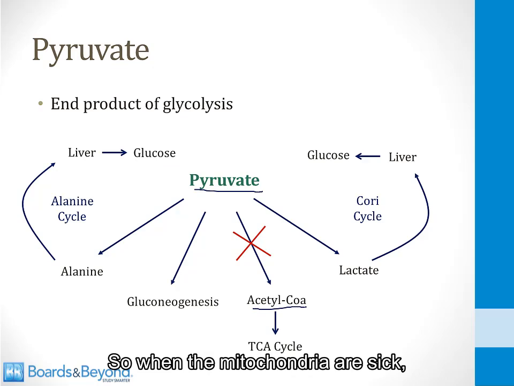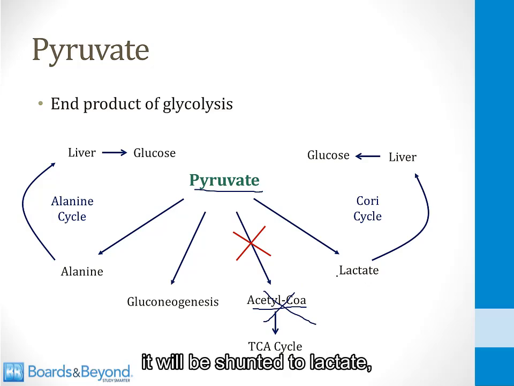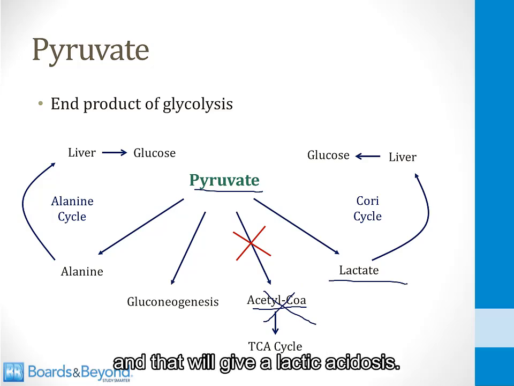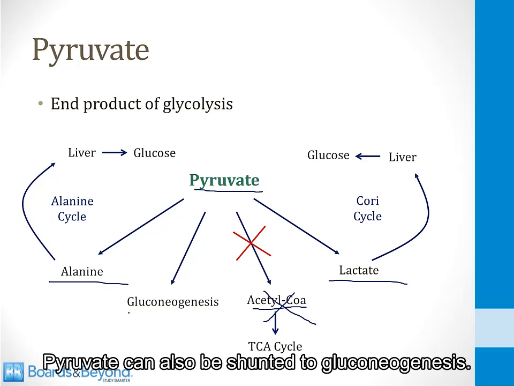So when the mitochondria are sick, pyruvate cannot be metabolized into acetyl-CoA. As a result, it will be shunted to lactate, and that will give a lactic acidosis. It will also be shunted to alanine, and that will give high alanine levels. Pyruvate can also be shunted to gluconeogenesis.